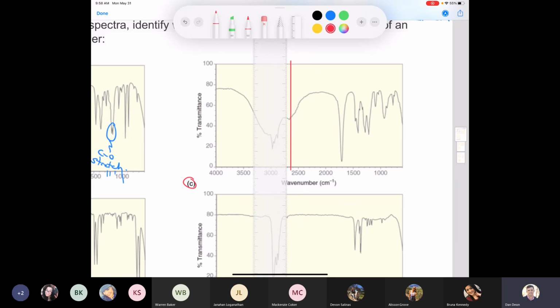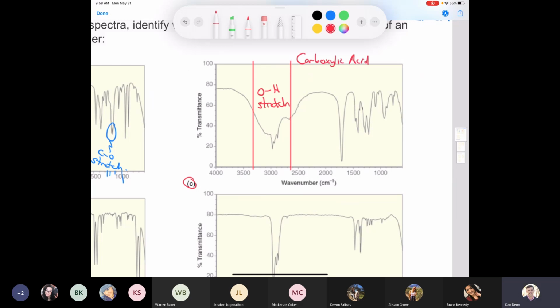Then between 2,400 and 3,300. Where's my ruler? There we go, 3,300 is around here. So somewhere in that range, but you see that you've got a huge oxygen-hydrogen stretch that just goes on forever. So this tells you that this is a carboxylic acid.